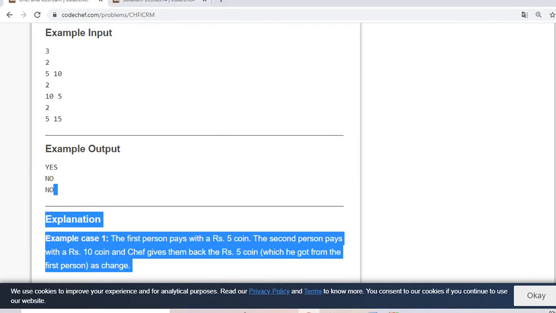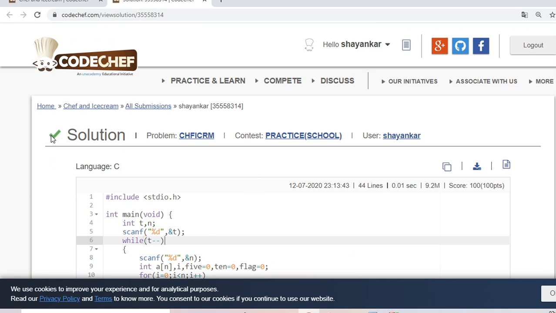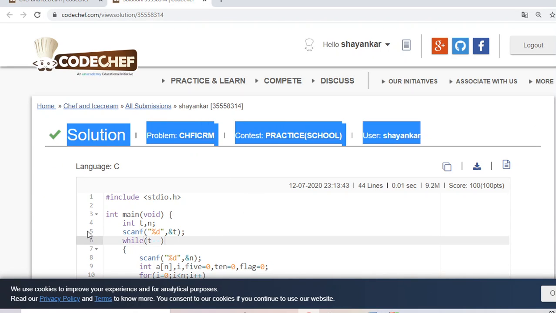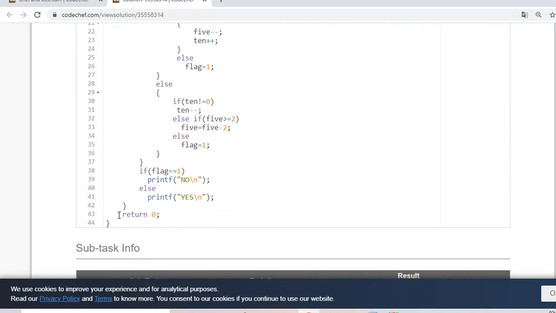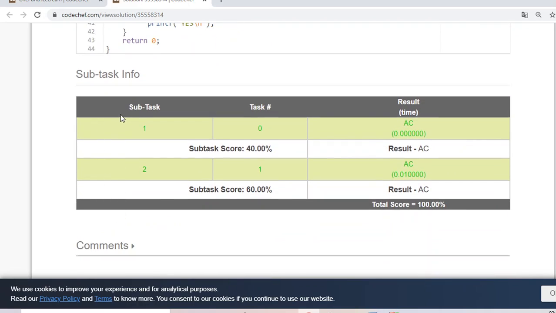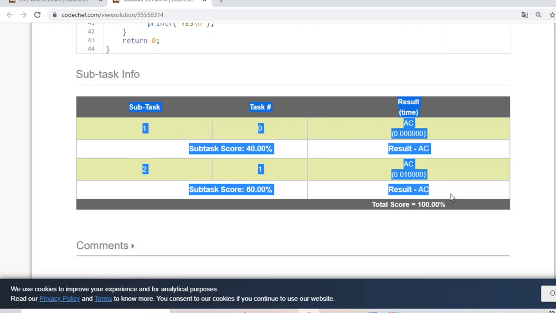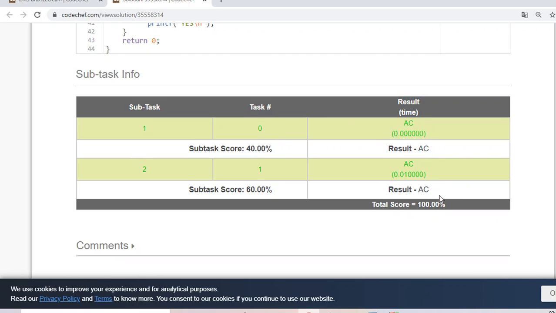So my code runs perfectly. You can see the code here, and both of the subtasks are correct.